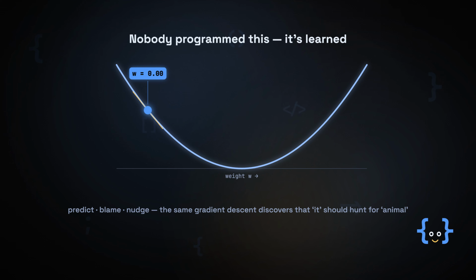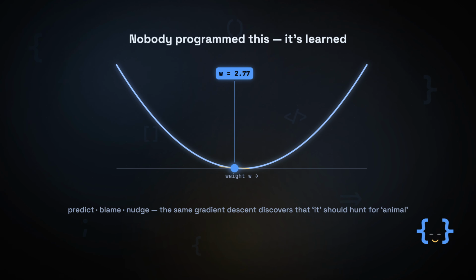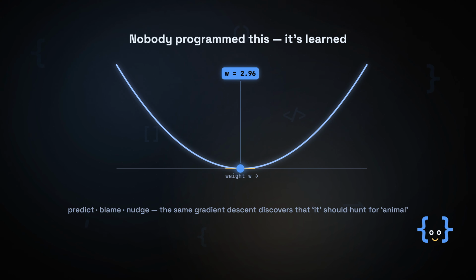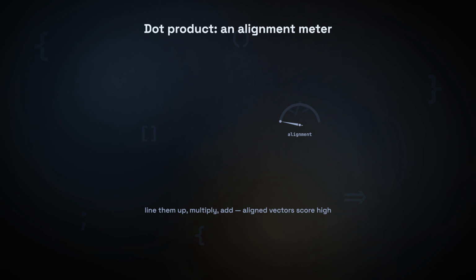And here's the part that should give you chills. Nobody programmed those 3 matrices. Nobody wrote a rule saying pronouns should look for nouns. Remember the ball rolling downhill from way back, the predict, blame, nudge loop? Those query, key, and value matrices are learned by that exact same gradient descent. The model is shown mountains of text, it guesses, it's told how wrong it was, and it nudges. Out of that grind, all on its own, it discovers that it should hunt for animal. The grammar emerges. It was never written down. So we have 3 hats. Now let's actually use them.